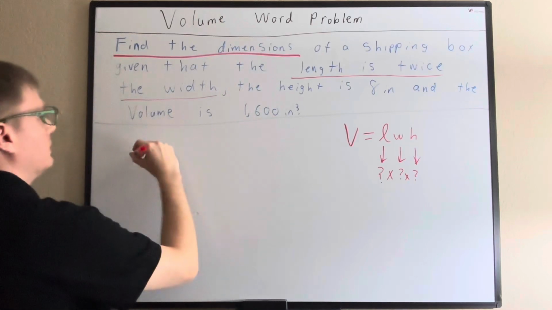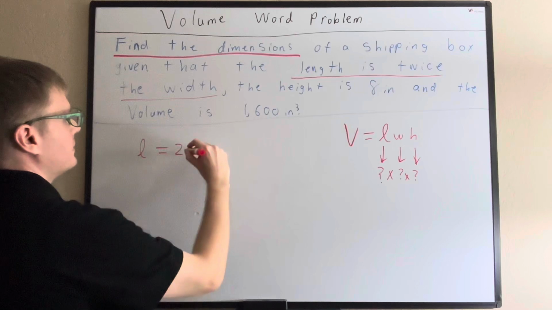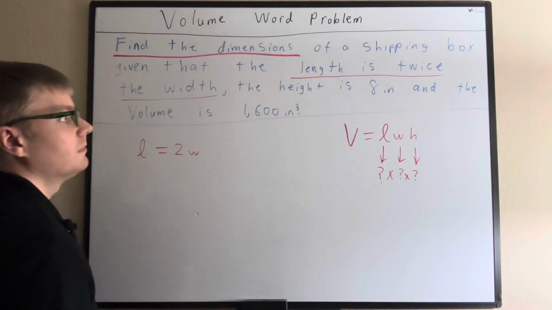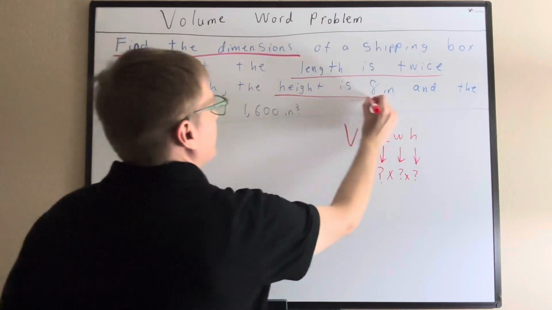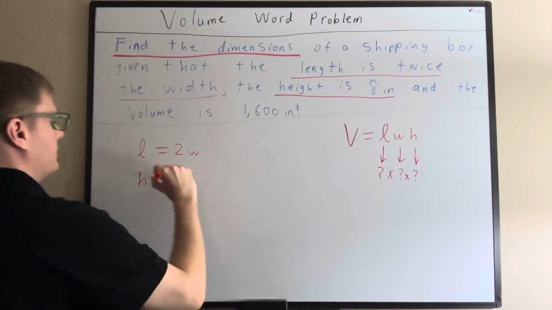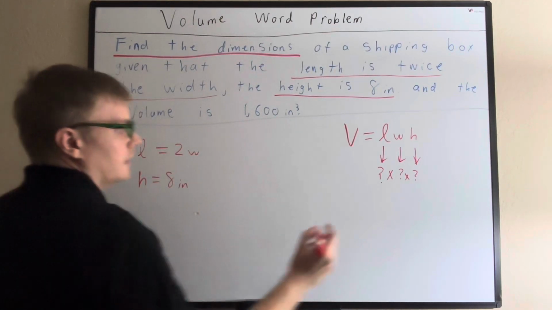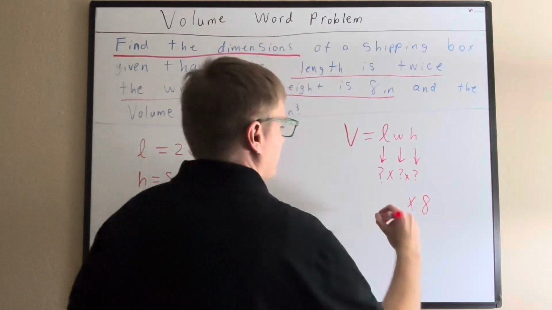What does that mean, though? The length is, equal sign, twice the width. Width times 2. So we figured that out. All right, the height is 8 inches. Okay, well, they give us the height. So, boom, got one of them. That's part of our answer. We just need the other two parts.